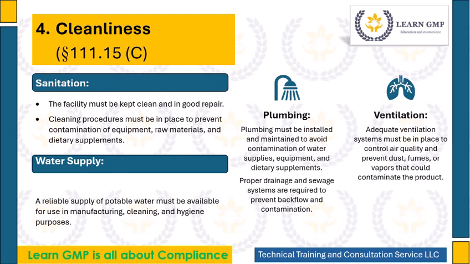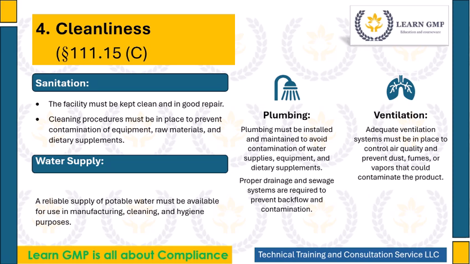Cleanliness, Section 111.15c. Sanitation. The facility must be kept clean and in good repair. Cleaning procedures must be in place to prevent contamination of equipment, raw materials, and dietary supplements. Water supply. A reliable supply of potable water must be available for use in manufacturing, cleaning, and hygiene purposes. Plumbing. Plumbing must be installed and maintained to avoid contamination of water supplies, equipment, and dietary supplements. Proper drainage and sewage systems are required to prevent backflow and contamination.